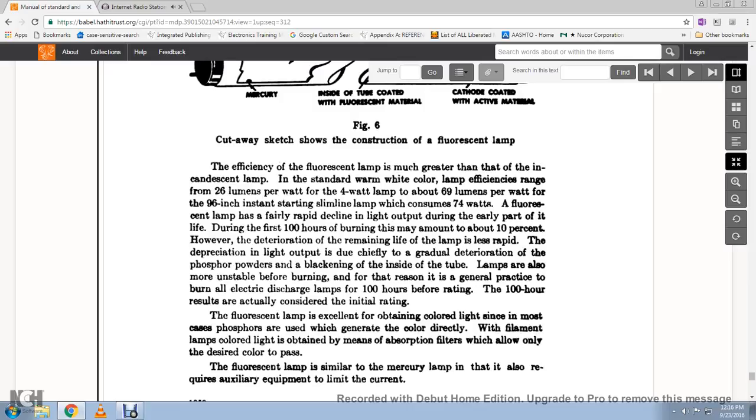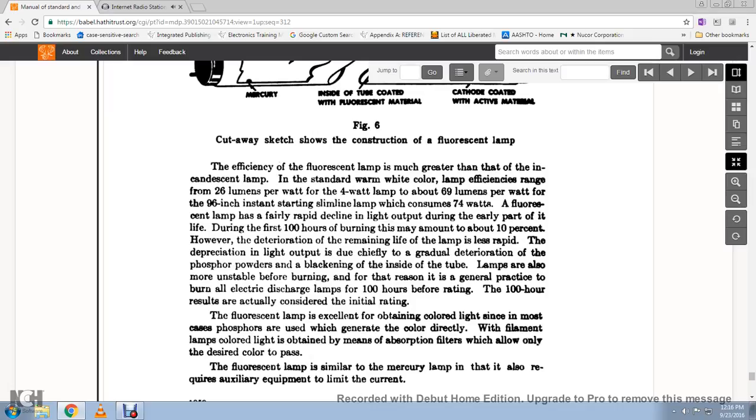The efficiency of a fluorescent lamp is much greater than that of the standard incandescent lamp. The warm white colored low wattage lamp efficiency ranges from 26 lumens per watt, and the 40 watt lamp to about 69 lumens per watt. The instant start slimline lamp continues at 74 lumens per watt.